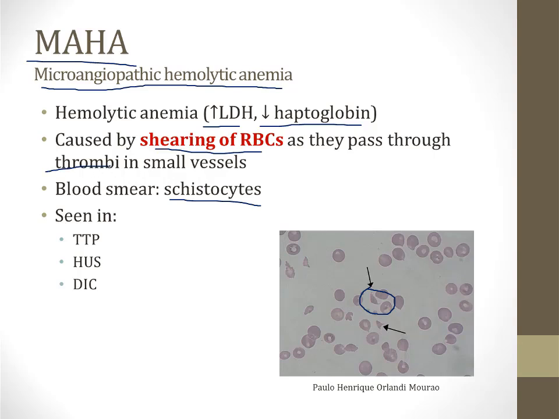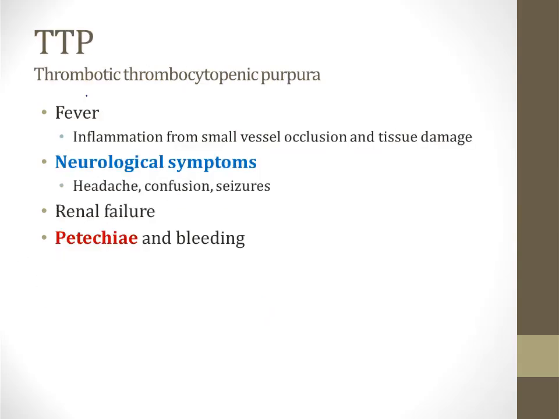And you can see microangiopathic hemolytic anemia and the presence of schistocytes in TTP like we're talking about now. You can also see it in hemolytic uremic syndrome and disseminated intravascular coagulation. We'll talk about these two disorders later in this module. So what does the clinical presentation of TTP look like? Well, first of all, fever is one of the hallmarks.